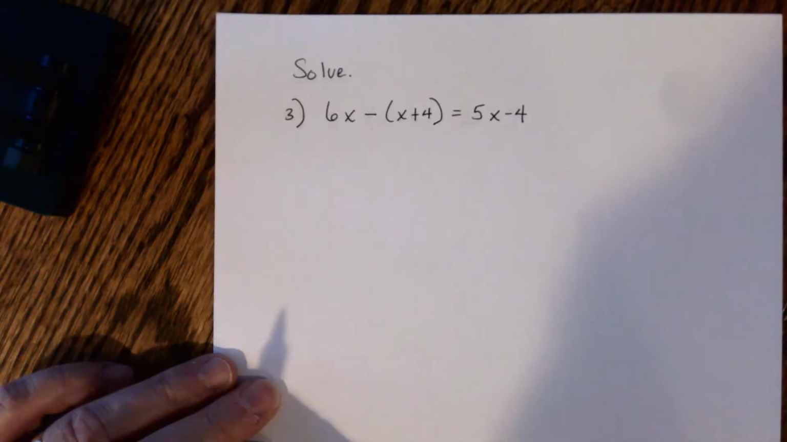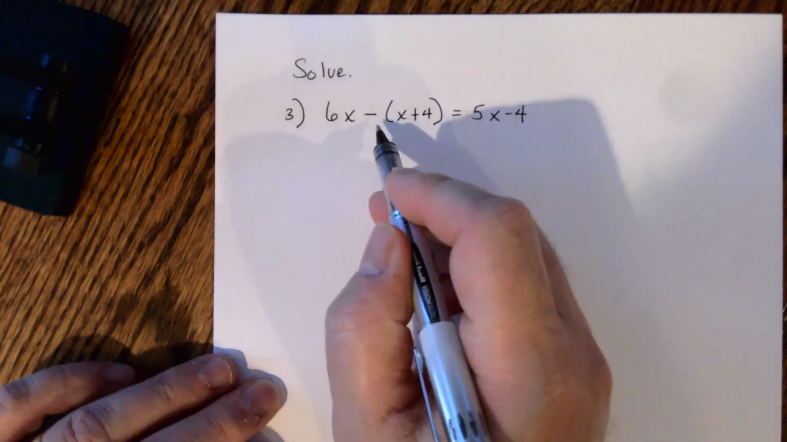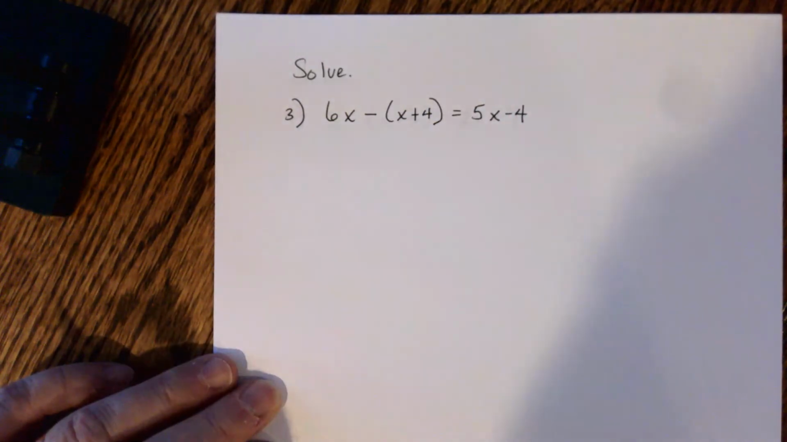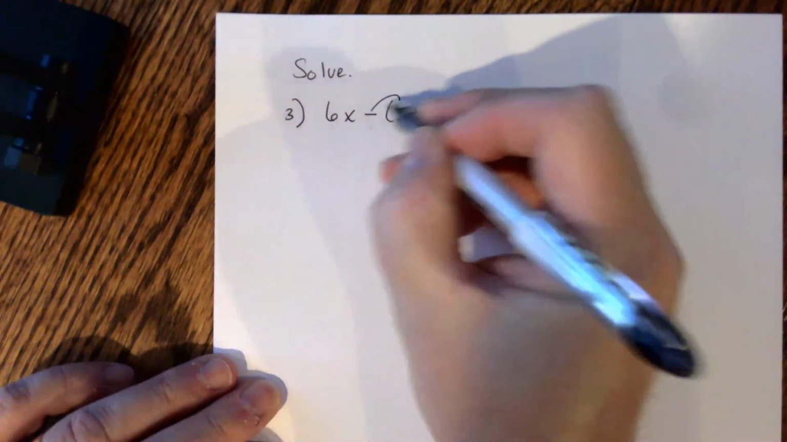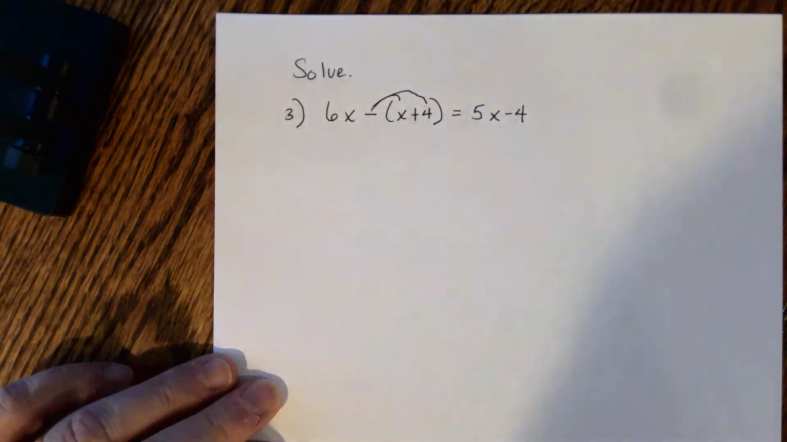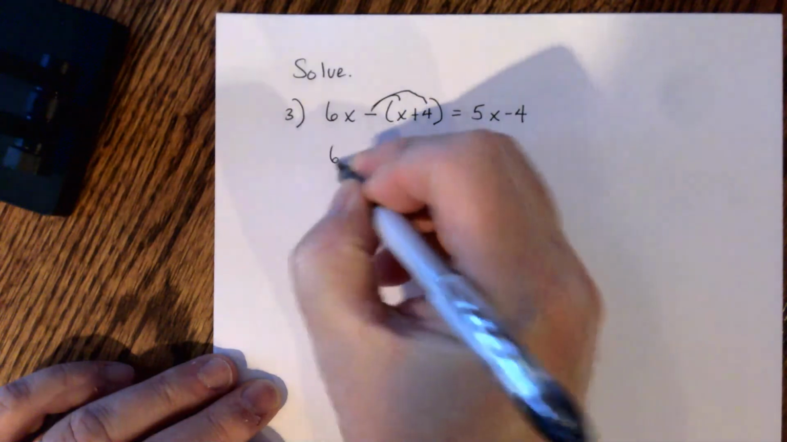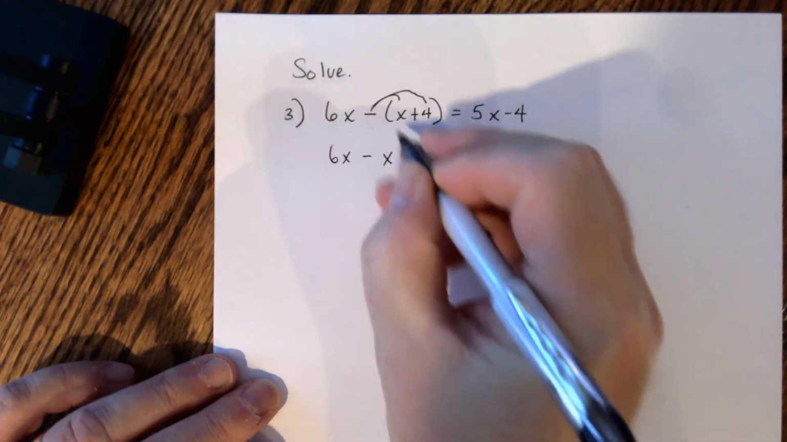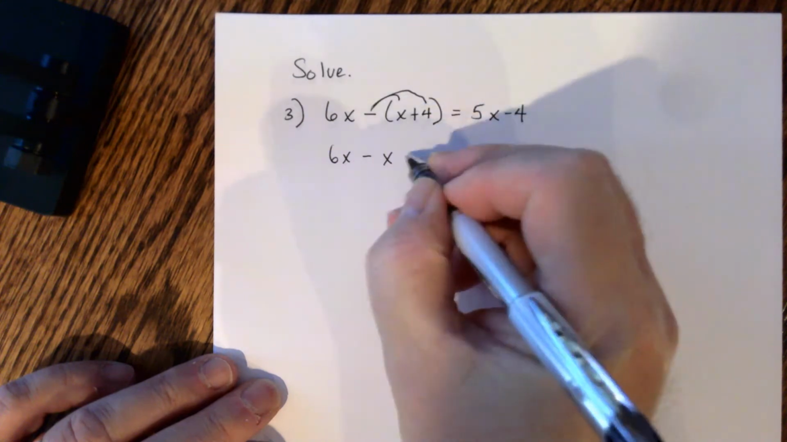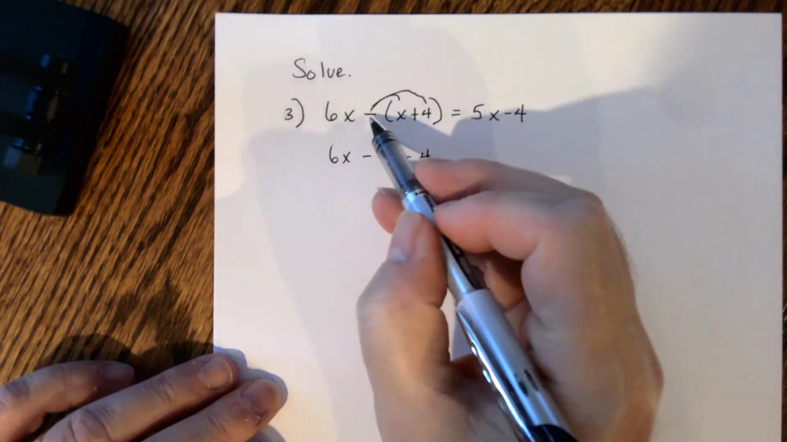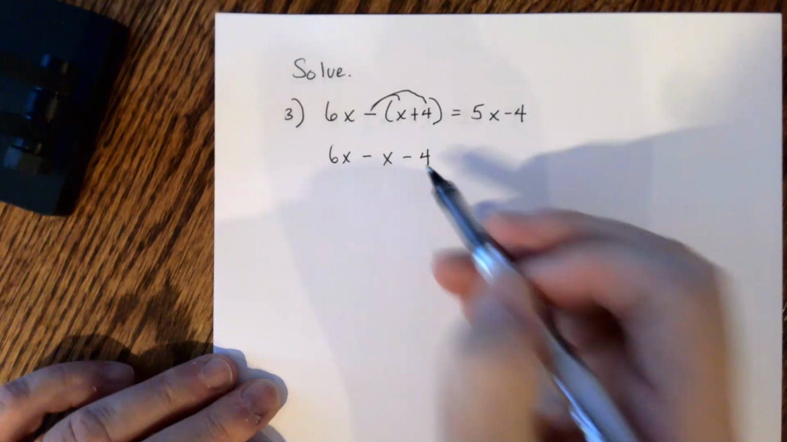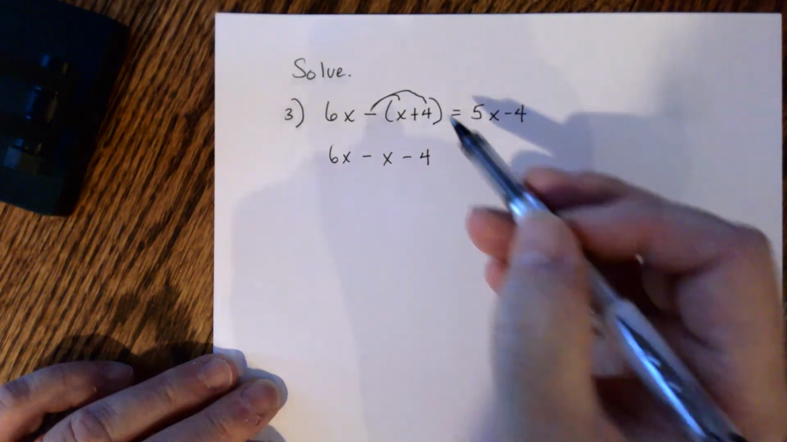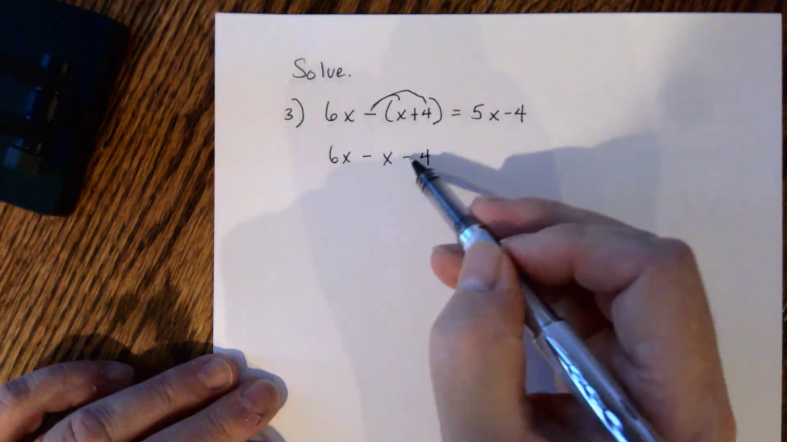Problem number 3. In this particular problem, we have a subtraction sign in front of parentheses, which means we want to distribute a negative to both terms here. So there's going to be some simplifying that needs to be done. 6x minus x, distributing the negative through, this will become minus 4, because the opposite of adding 4 is to subtract 4. I'll say that one more time. The opposite of adding 4 is to subtract 4.